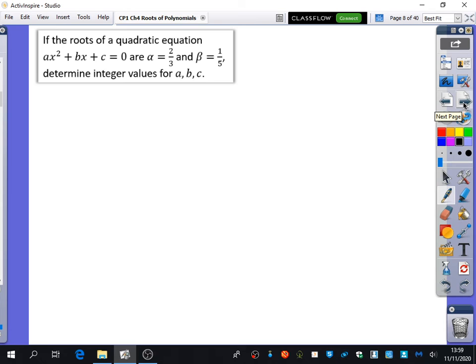Okay, so I want you to have a go at doing this one. So we've got the roots of this quadratic equation. You've got what alpha and beta are. Determine the integer values for a, b, and c. I'm going to just do this one on the board. I'm going to do it the way that we were just doing it, and then let's see how that goes.